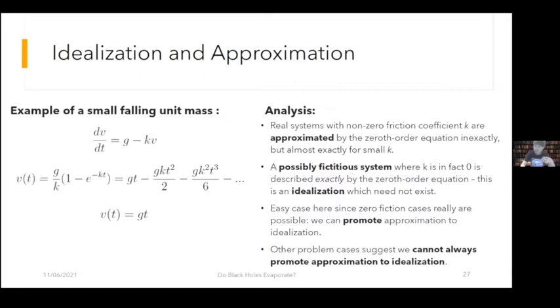Since zero friction cases do exist, we can sometimes promote approximation to idealization if we have some kind of vacuum chamber, for example. But other problem cases suggest that we cannot always promote an approximation to an idealization. Norton gives an example of a sphere with some radius parameter r, and he says that we can take r to be larger and larger, but we cannot take r to be literally infinite. That's not a possible sphere. It's not a sphere anymore if r is infinite. We can get to arbitrarily large r, but not an infinite r.